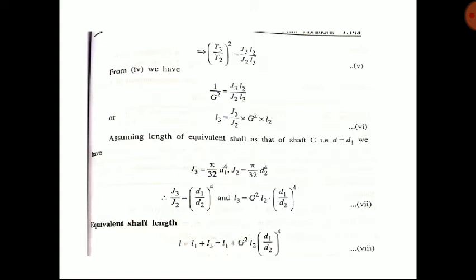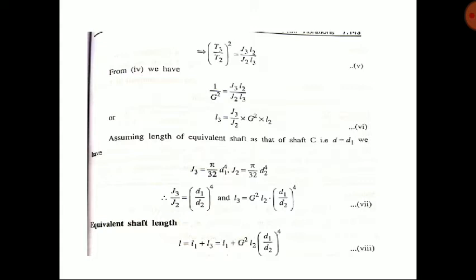So assuming the equivalent length of the shaft is that of shaft C, that is D is equal to D1. Equivalent shaft means we are just assuming the equivalent diameter of the shaft is D1, the first shaft. So J3 equals pi D1 raised to 4 by 32. J2 is equal to pi D2 raised to 4 by 32. So J3 by J2 is equal to D1 by D2 raised to 4. So L3 is equal to g square into L2 into D1 by D2 raised to 4.